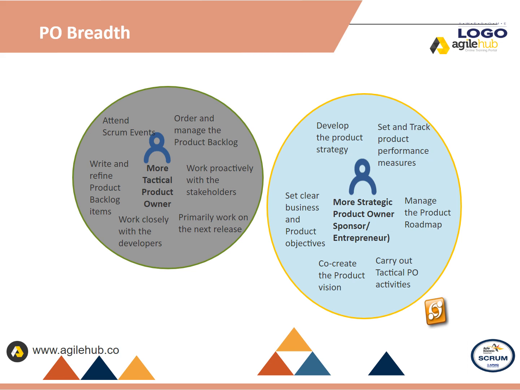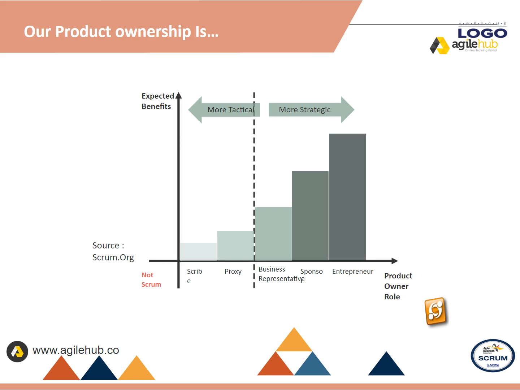Attend Scrum events. A more strategic product owner, sponsor, or entrepreneur will be more focused on setting and tracking product performance measures, managing the product roadmap, carrying out tactical product owner activities, co-creating the product vision, setting clear business and product objectives, and developing the product strategy. For a more tactical product owner, roles may focus more on scribe and proxy roles. A more strategic PO may assume roles of business representative, sponsor, and entrepreneur.